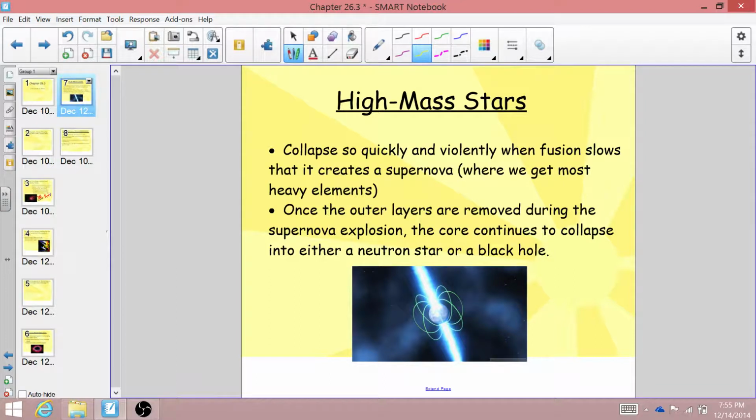And once this explosion happens and the outer layers are removed, the core will continue to collapse in on itself because it's so heavy. The high mass stars that are about 3 times the size of our sun will turn into a neutron star. And a neutron star is kind of like a white dwarf, except it has way, way more mass, and it's so hot that it gives off radiation in the form of these beams.